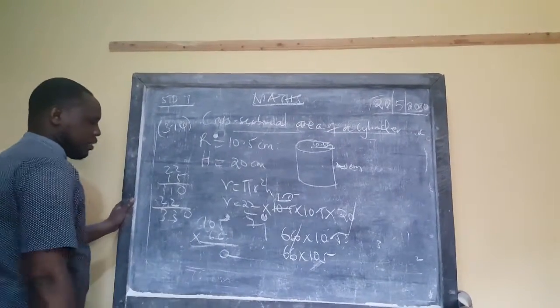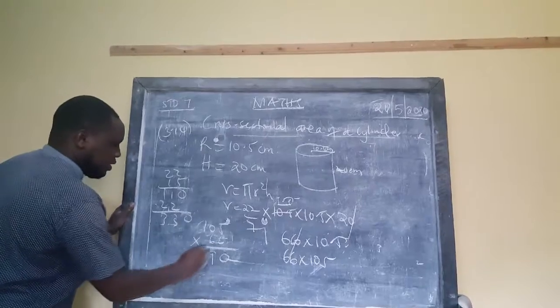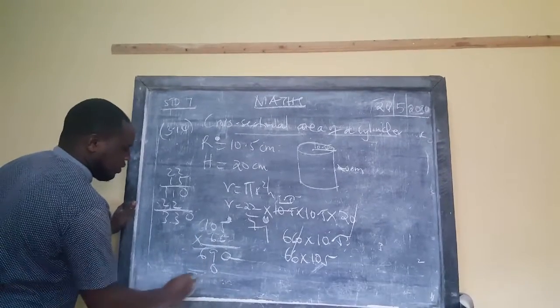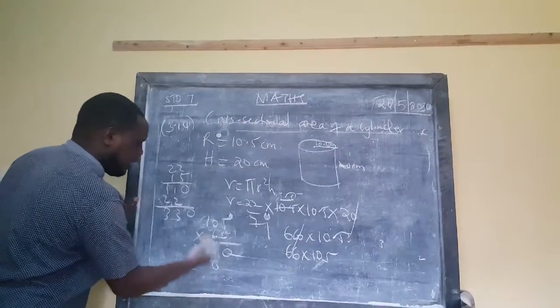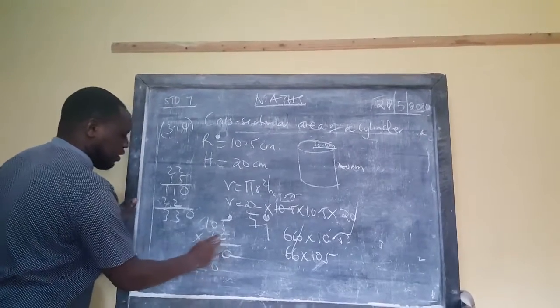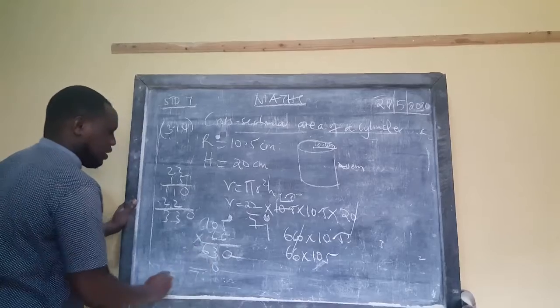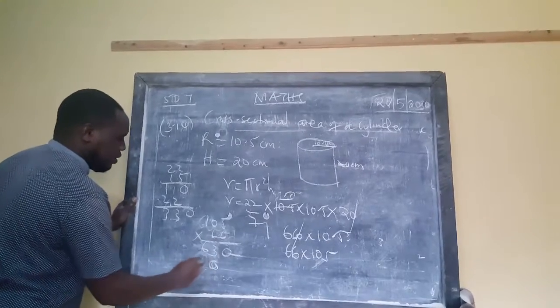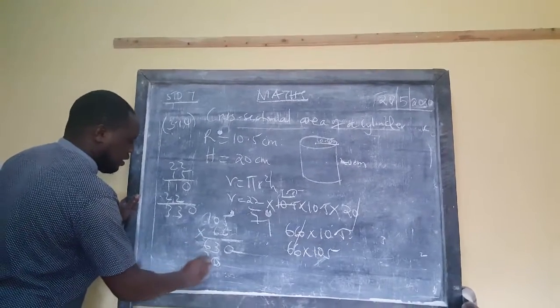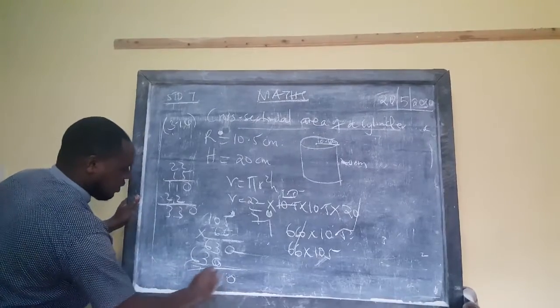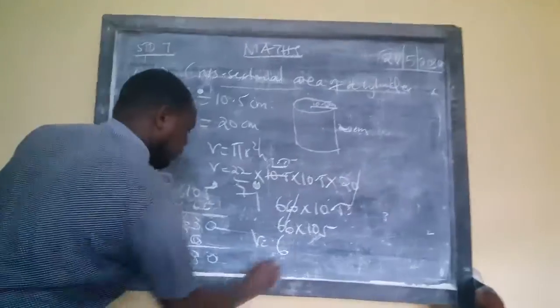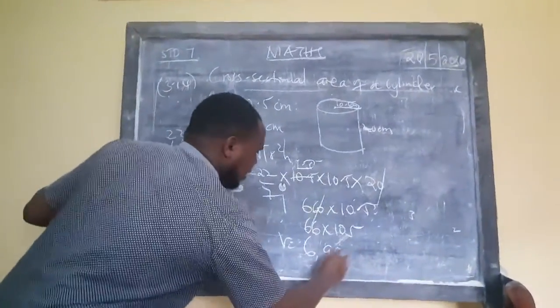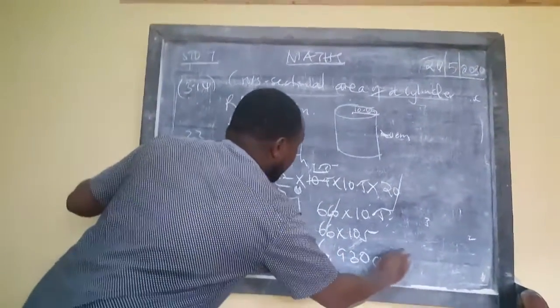0, carry 3, 9, 6, 0, carry, sorry, it's supposed to be not 9. 0, 3, 6. Then 0, 3, 6. 0, 3, 9, 6. So our volume is going to be 6,930 centimeters cubed.